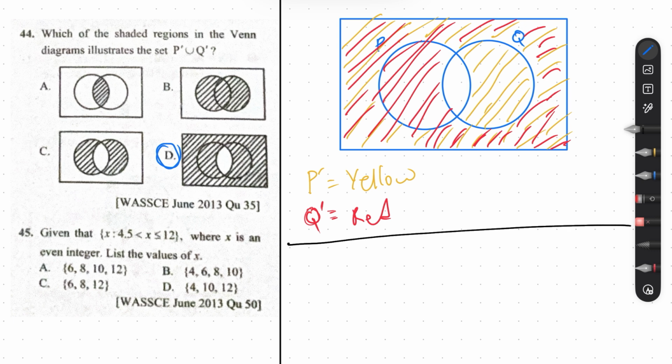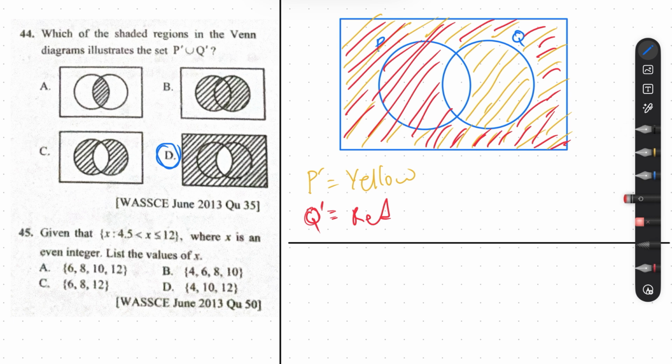Question number 45. Given that the set x is equal to 4.5 less than x less than or equal to 12, where x is an even integer, list the values of x. So what we need to do is first list all the integers, then after that we find the even numbers. We need the integers between 4.5 and 12, but 4.5 is non-inclusive, while 12 is inclusive. That means 12 is part of the set.